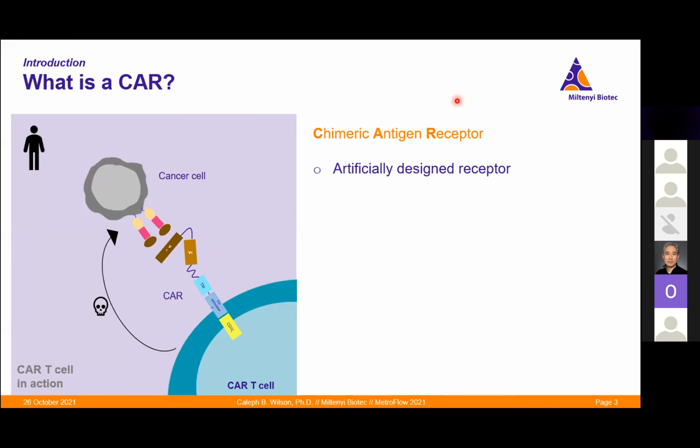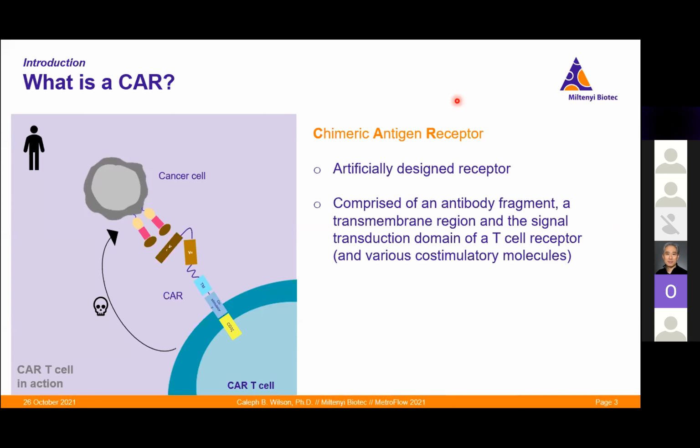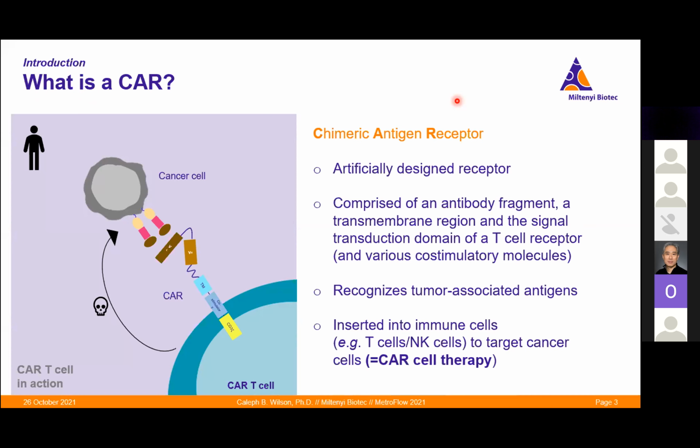A chimeric antigen receptor, or CAR, is an artificially designed receptor. It's comprised of an antibody fragment that's connected to a hinge and a transmembrane domain. It recognizes, in this case for our talk, tumor-associated antigens. Mainly these are going to be on cells that target cancers, like effector cells such as T cells and NK cells.